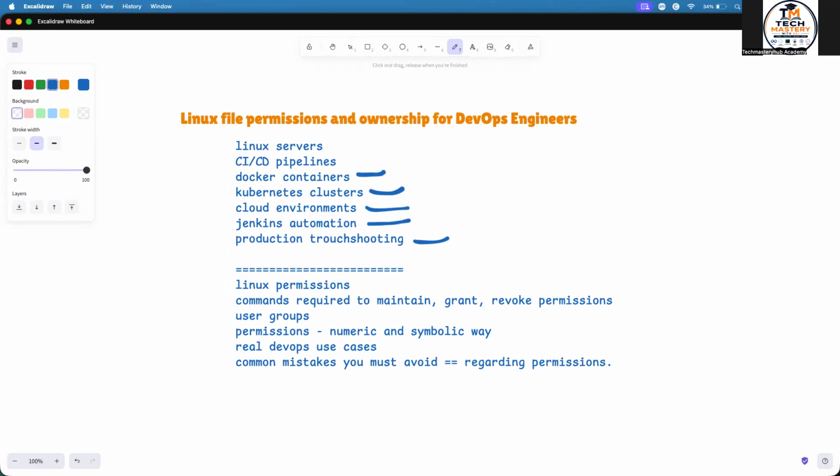We are going to understand how we can maintain the permissions. What are the commands required to maintain, grant, and revoke permissions? How user groups are important, how to grant authority to the groups, and what permissions are required. So how to grant the permissions? There are two ways of granting permissions. You can grant numerically or in symbolic ways.